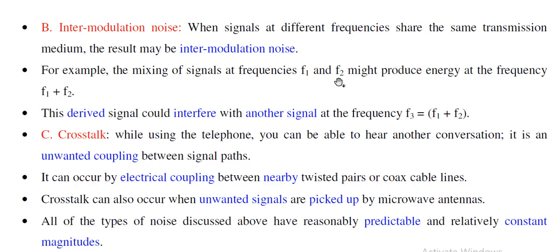They might produce energy at the frequency of F1 plus F2, which means we have another frequency F3 equal to F1 plus F2. And this frequency is used to transmit data or to make a transmission between two antennas. So the two passing frequencies F1 and F2 might add up and make noise on this frequency F3. So we call it intermodulation noise.